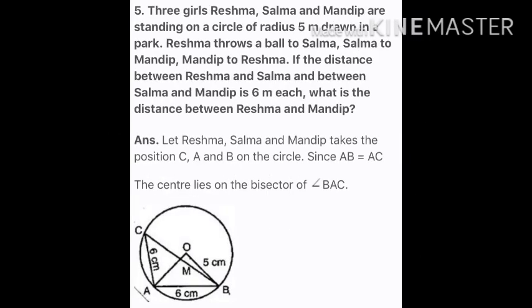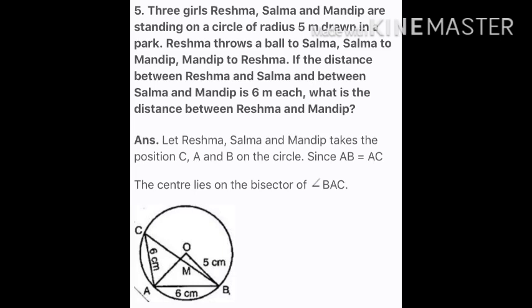Now the question number 5. Three girls, Reshma, Salma and Mandeep, are playing a game by standing on a circle of radius 5 m drawn in a park. Reshma throws a ball to Salma, Salma to Mandeep, Mandeep to Reshma. If the distance between Reshma and Salma and between Salma and Mandeep is 6 meter each, what is the distance between Reshma and Mandeep? Everyone first draw this figure and mark the dimensions.